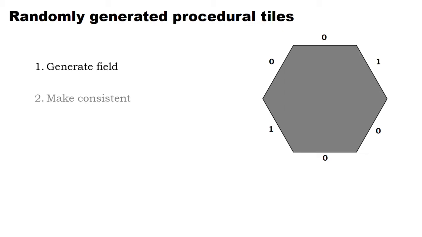The next step is to make sure the field is consistent, so this means looping through the field again, this time making sure all the edges match with their neighbours, and once the field is consistent, then we can start selecting tile shapes to place on the field.